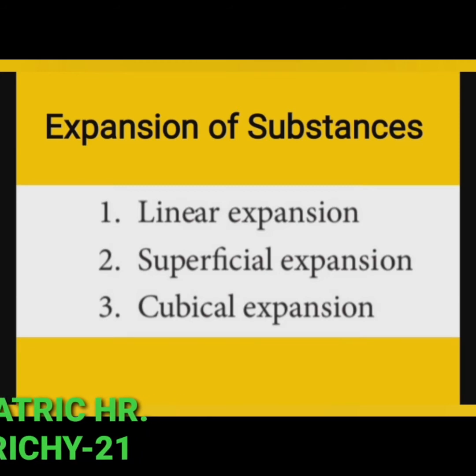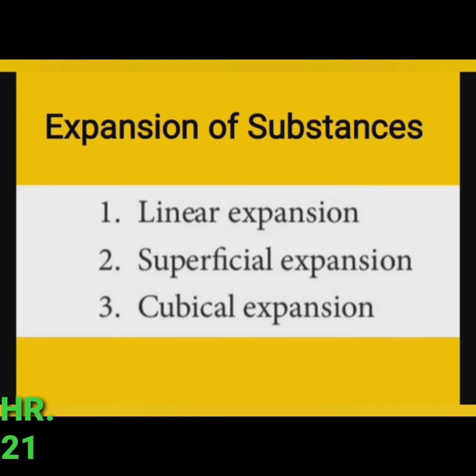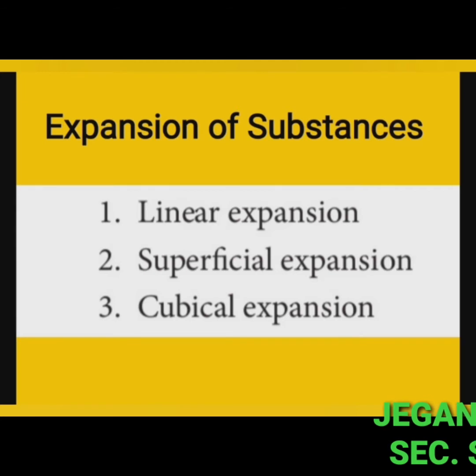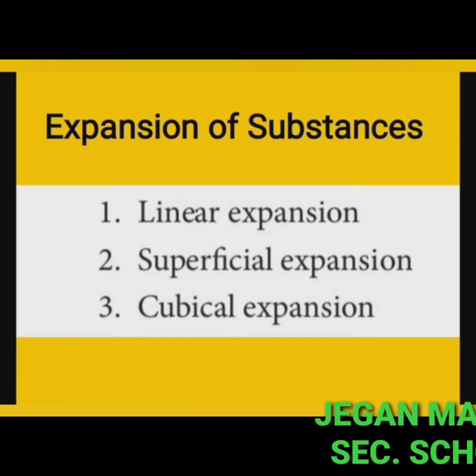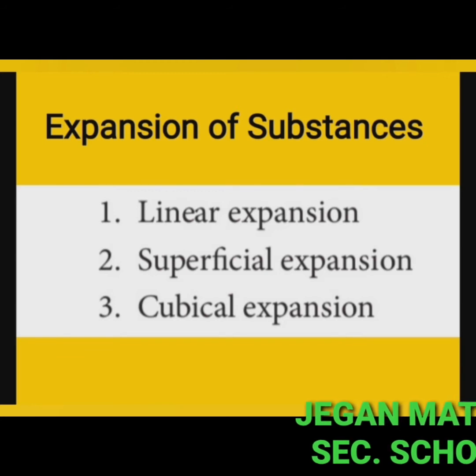Expansion of substances. When heat energy is supplied to a body, there can be an increase in the dimension of the object. This change in the dimension due to rise in temperature is called thermal expansion of the object. The expansion of liquids, for example mercury, can be seen when a thermometer is placed in warm water. That's why mercury is used in a clinical thermometer.